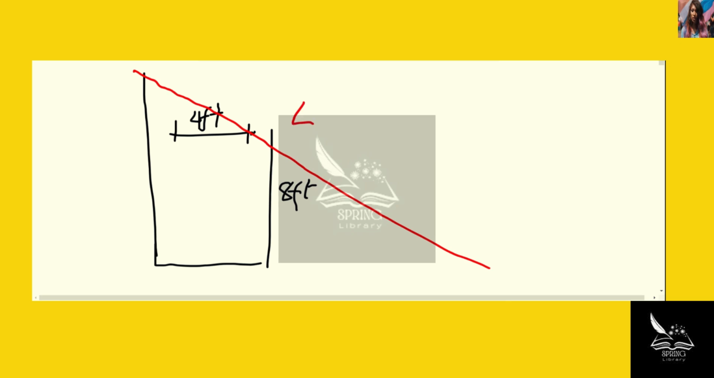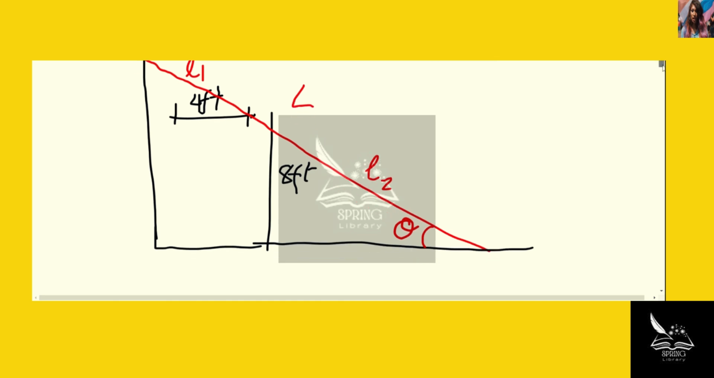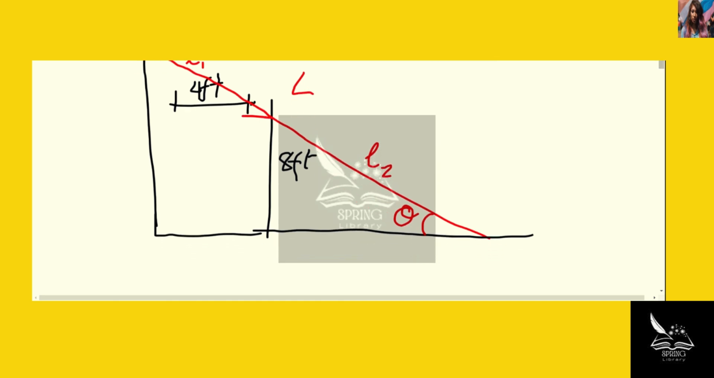And this length can actually be broken up into two parts. I guess we'll call this L1 and little L2. Now the question is, there's also an angle that the ladder makes with the horizontal, which I'll call theta. So what are L1 and L2 in terms of theta? Well, we can transfer theta up here as well.